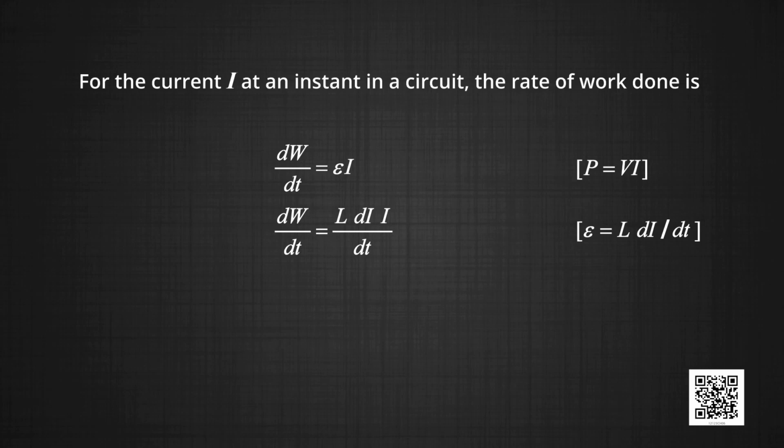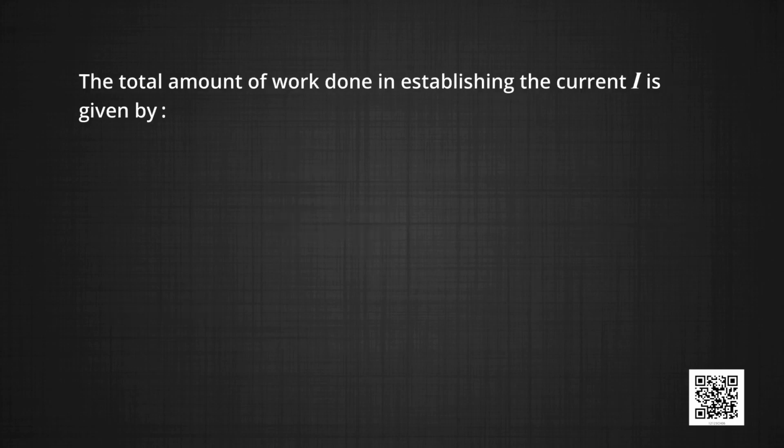As dt cancels on both sides, we have dW equal to Li di. The total amount of work done in establishing the current I is given by W equal to the integral of dW, which will be equal to L times the integral from 0 to I of i di. So, that gives us the total work done in building up the current in the solenoid. The work done is equal to half Li square.